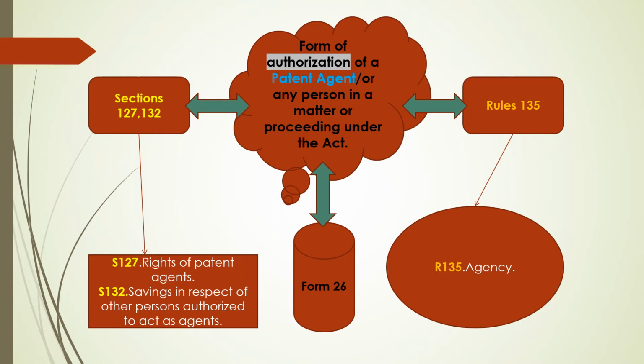Just try to set this picture in your mind, so that so many sections, rule and form, as this picture is shown here now, in this way it will be set in your mind so that you can easily recall it. Whenever Form number 26 is uttered anywhere, you can just remember, yeah, authorization of patent agents, relating to sections 127, 132 and rule 135. Likewise. Fine friends, let us proceed.